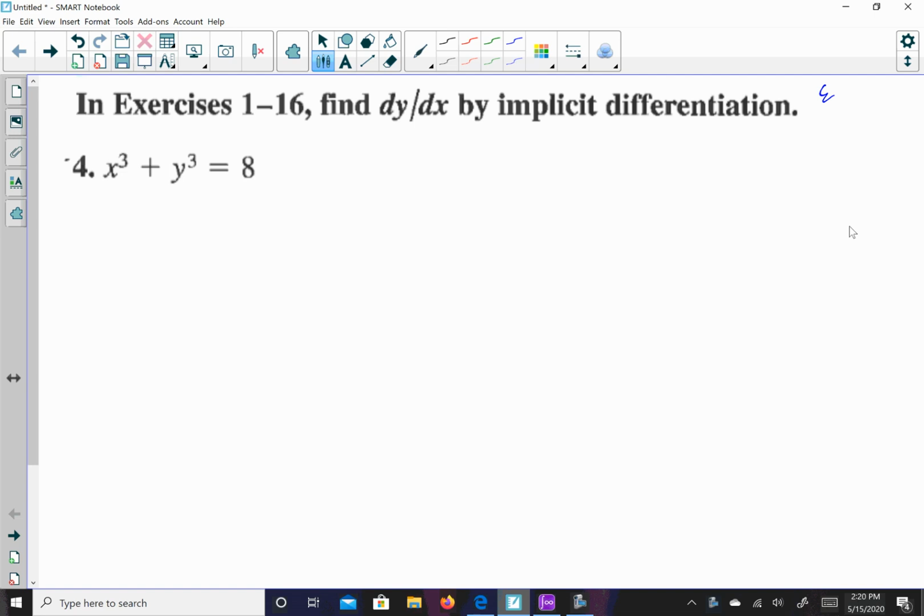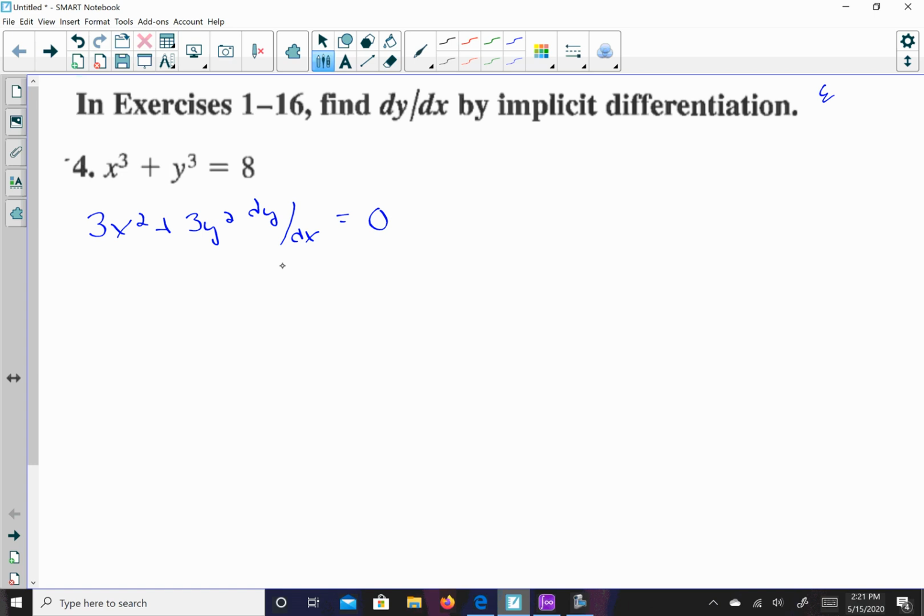All right, the first one, number 4, comes from the set 1 through whatever. Number 4 says find dy/dx by implicit differentiation. So I'm going to take the derivative of x to the third, which will be 3x squared. Remember, I don't have to write a dx because dx over dx would just be 1. And then plus, the derivative of 3y cubed is 9y squared, but now I'm taking the derivative of y in terms of x, so I multiply by dy/dx. And then the derivative of 8 is 0.